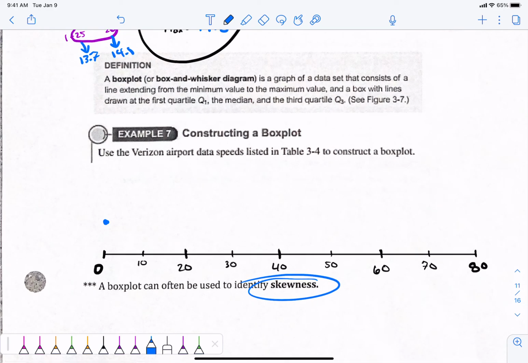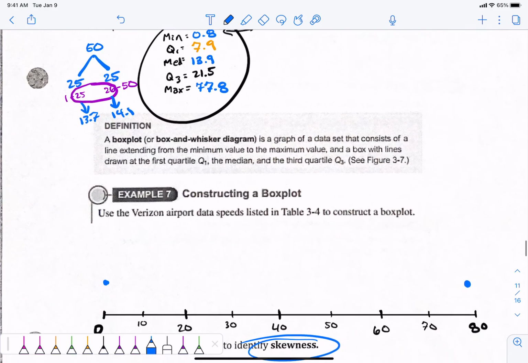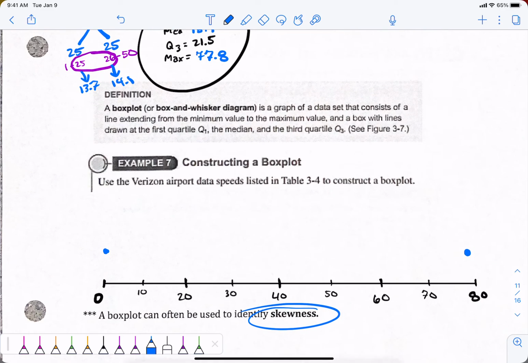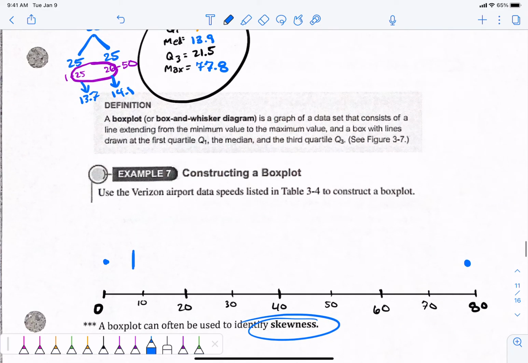77.8, we're going to put a dot almost over here at 80. That's my maximum. And then the other 3 numbers from my 5-number summary are going to tell me where my bars go. Okay? So 7.9 is where my first bar is, so like about there. 13.9 is about maybe there. And 21.5 is about there. And there's my box. And there's my whiskers.